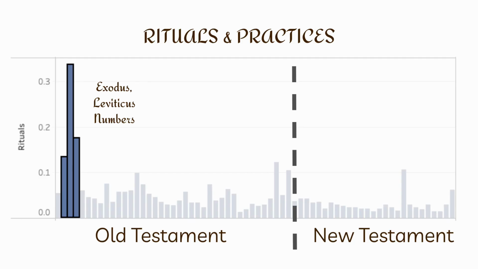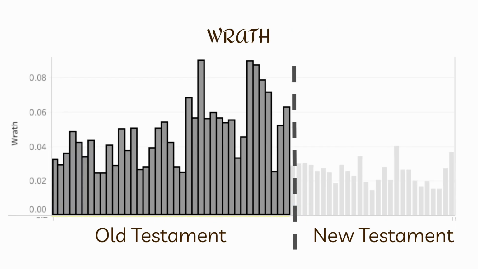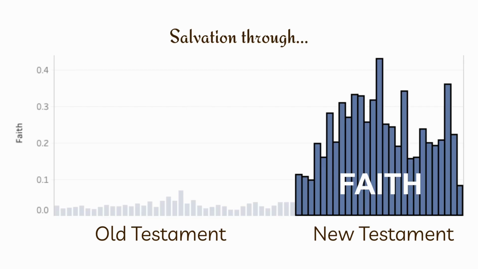This allows us to visualize the presence of a topic for each book in the Bible, and draw some interesting insights. While there is a common misconception that the Bible has many rules, most of these rules are actually concentrated in only a few books in the beginning of the Bible. Additionally, we see a major shift from the Old to the New Testaments. The topic of wrath heavily declined, while the idea of salvation through faith increased dramatically as we move from the Old to the New Testament.